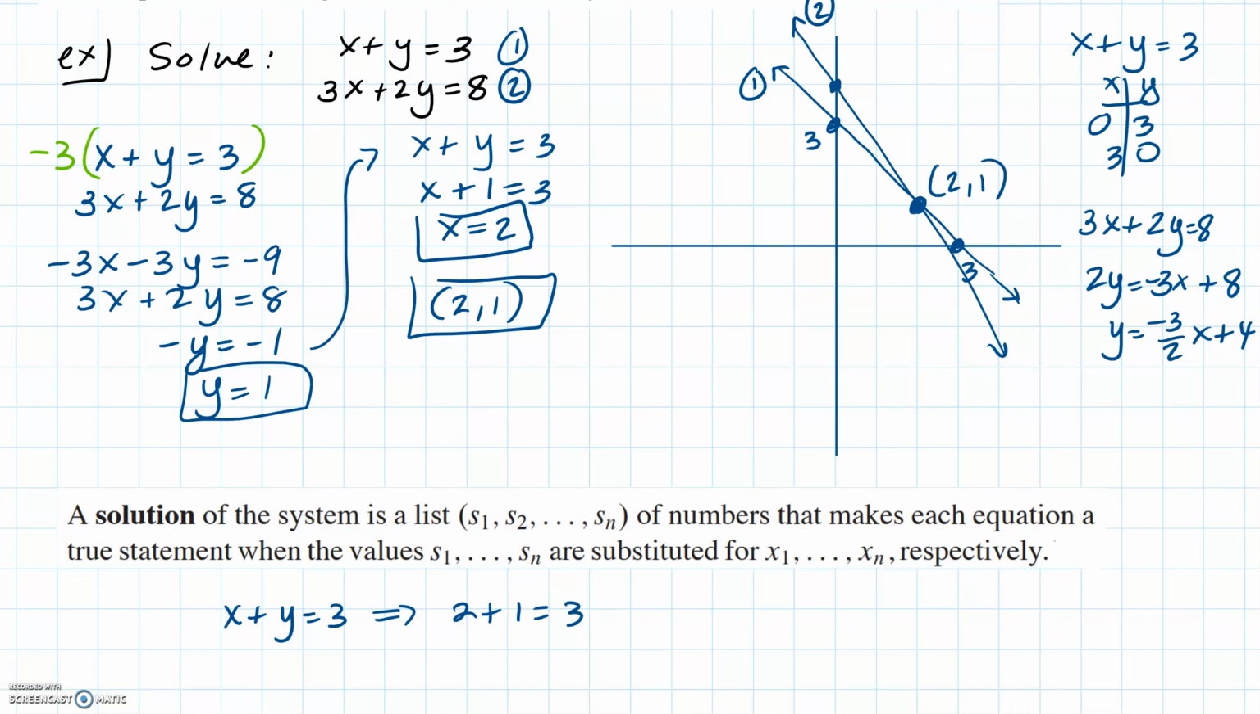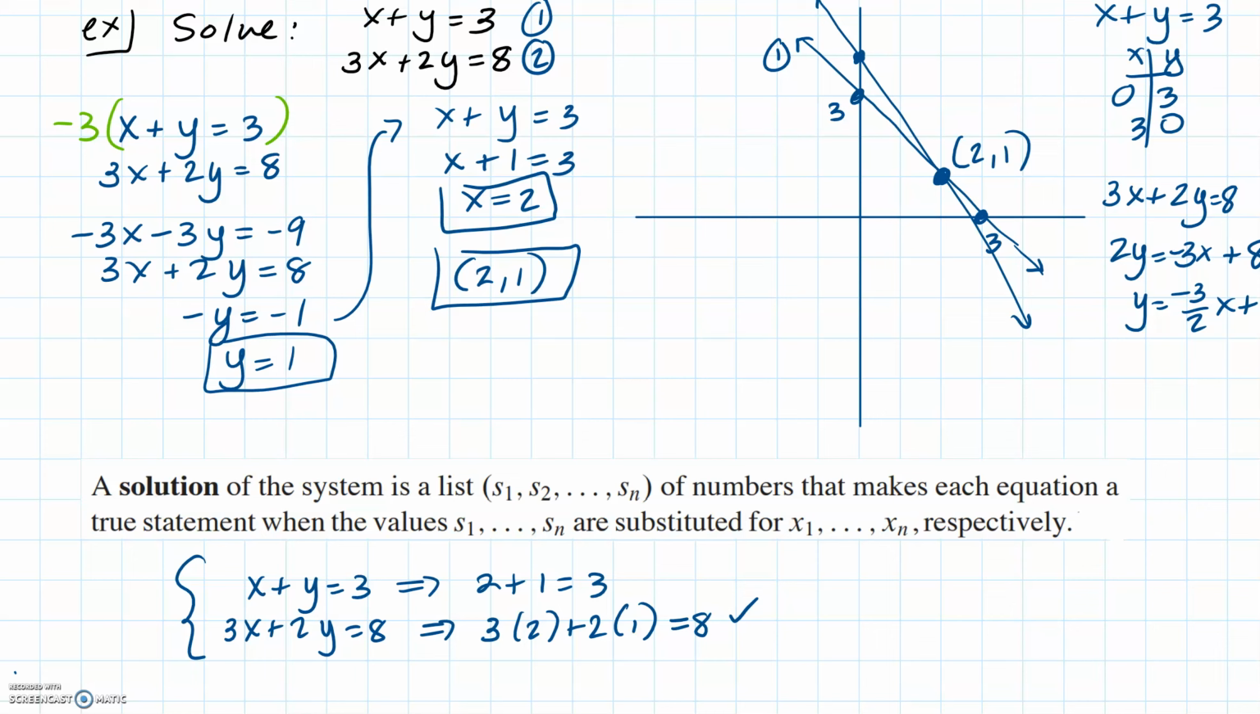And you can see in our case it is true, because if I plug in 2 for x and 1 for y, 2 plus 1 is 3. And doing it for the second equation, 3x plus 2y equals 8, we get 3 times 2 plus 2 times 1 is indeed 8. So you can see each equation is true when you plug in the values (2, 1).